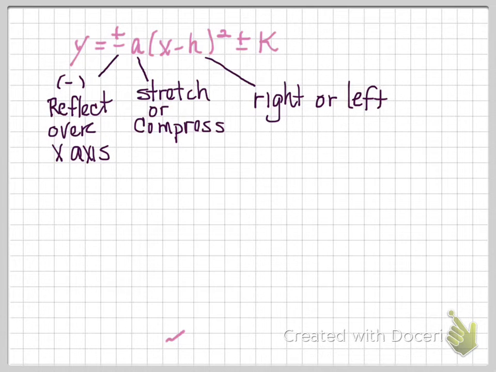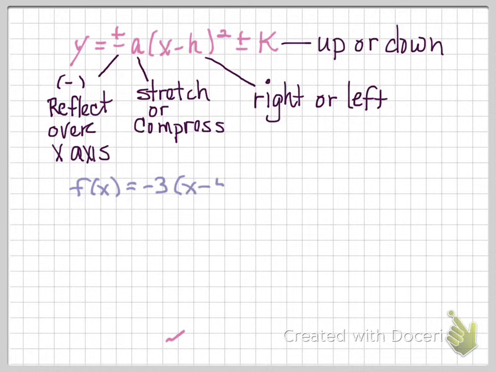H tells you whether to go to the right or left. Remember, x minus is standard, so if that minus sign becomes a plus sign, then you must have plugged in a negative number. K is your up and down. It can be positive or negative. Up is positive, down is negative. Let's look at a few examples.